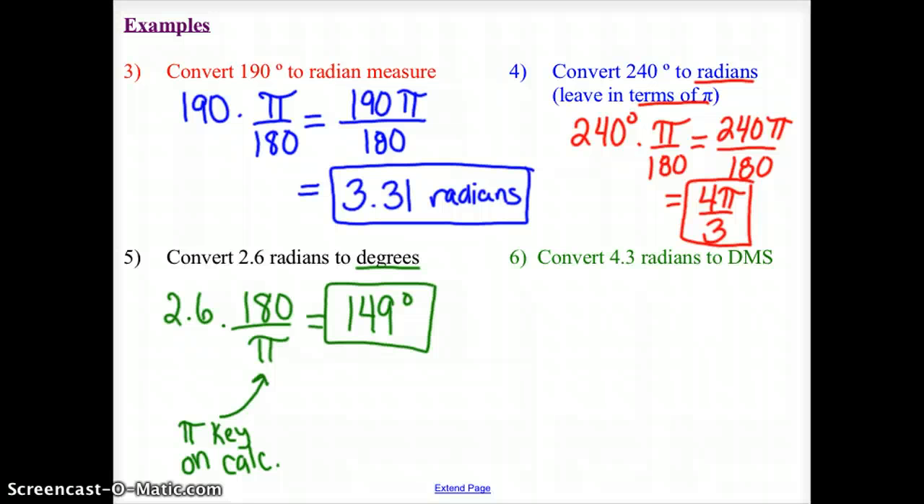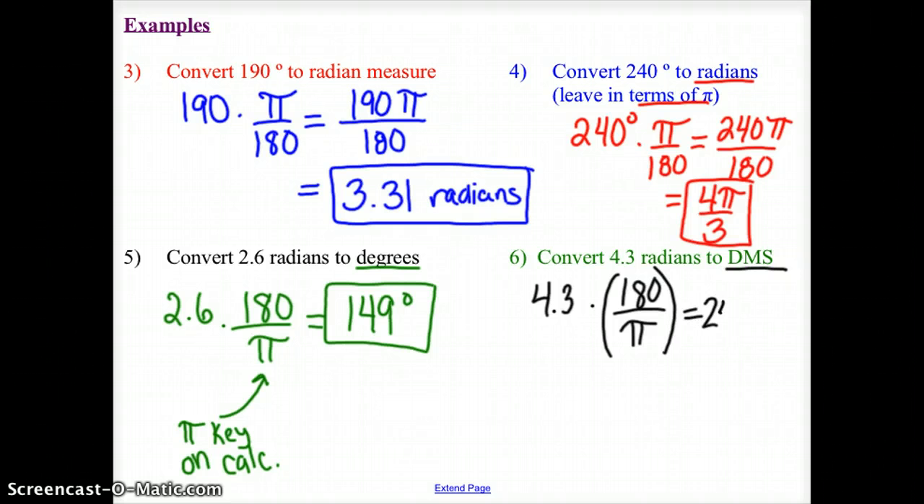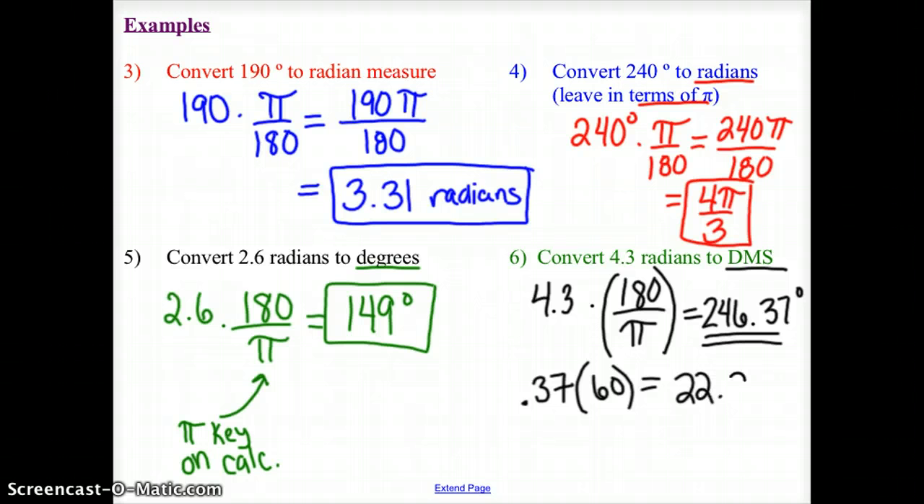The sixth example, we have a radian measurement and then we want degrees, minutes, and seconds. So first off, I know I want degrees, so I'm going to convert to degrees first. I'm going to take my radian measurement, multiply that by 180 over pi, my conversion factor. That gives me 246 degrees, 0.37. Now, this is a decimal degree, but I want minutes and seconds. So what I do is I take my decimal, 0.37, multiply it by 60, and that gives me 22.2.